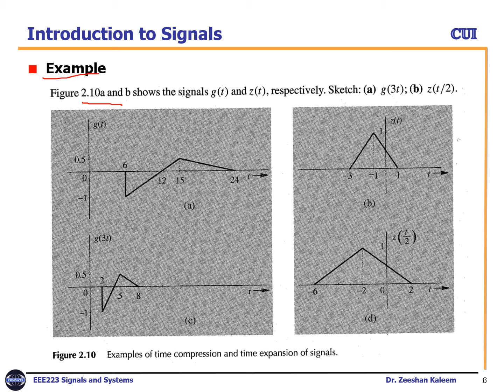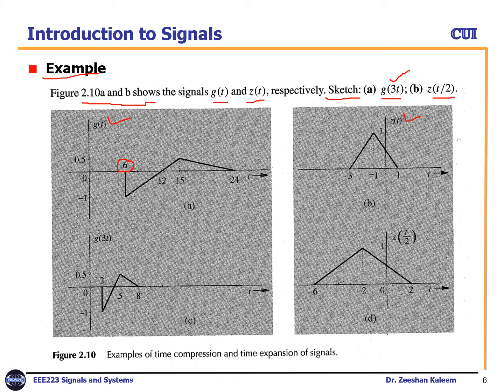Figure 2.10a,b shows the signals g(t) and z(t). There are two signals, for example, this is g(t) and this is z(t). These are just names. So sketch g(3t) and z(t/2). So g(3t) is a compression, right? As we mentioned, if a is greater than 1, then it will be a compression. So whatever the signal looks like at a given time, it will be divided by 3 in the compressed signal.